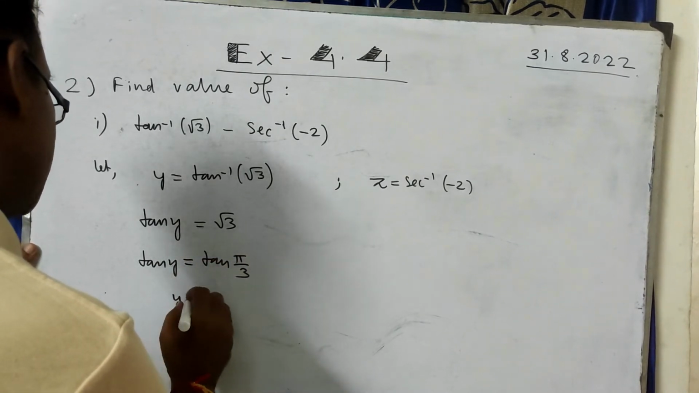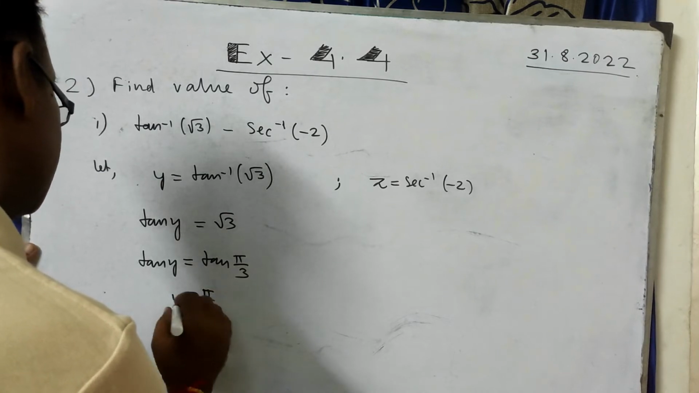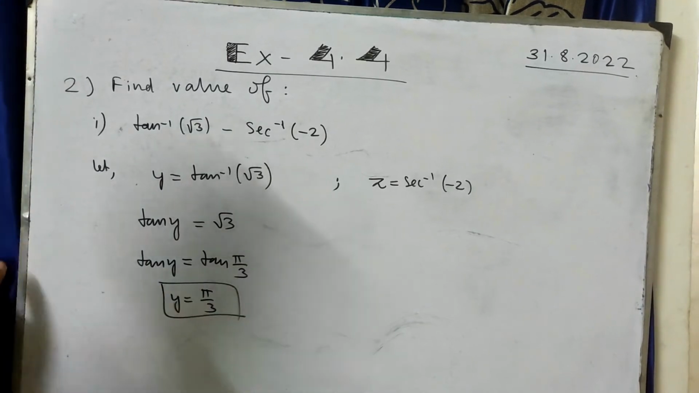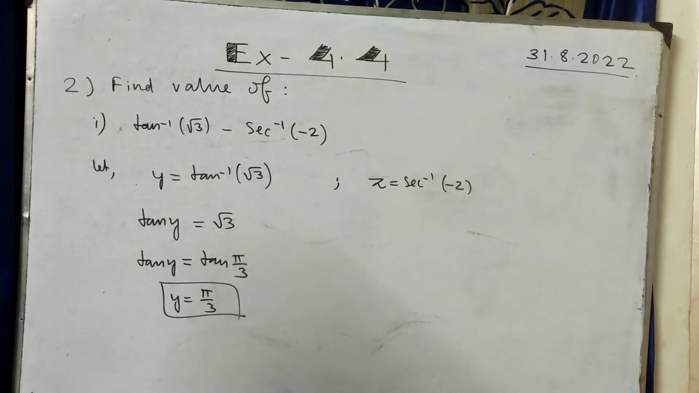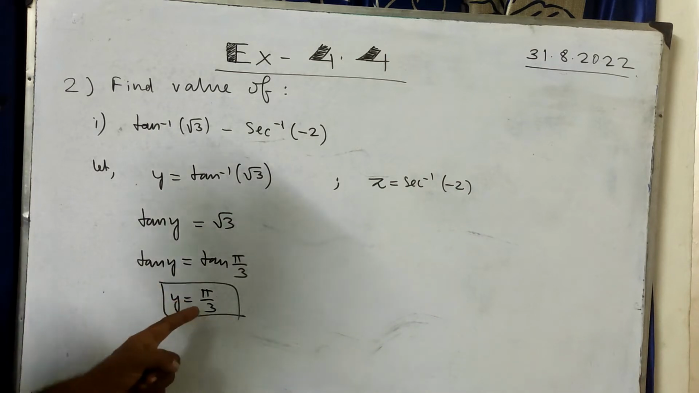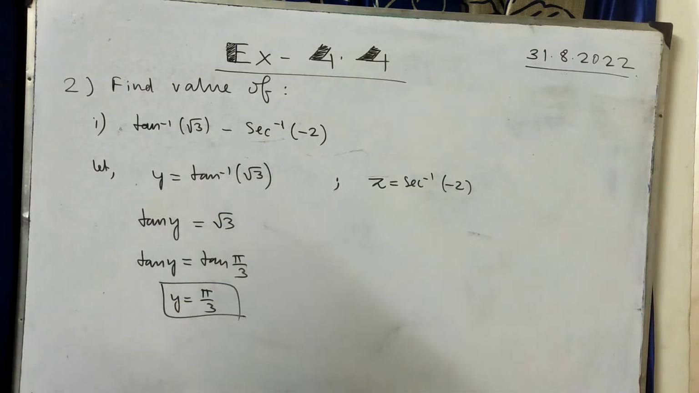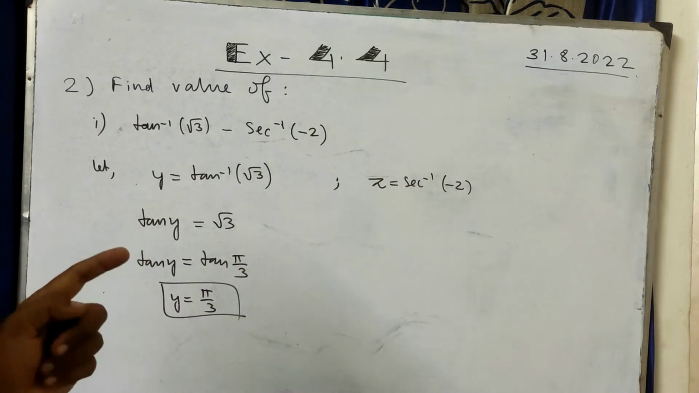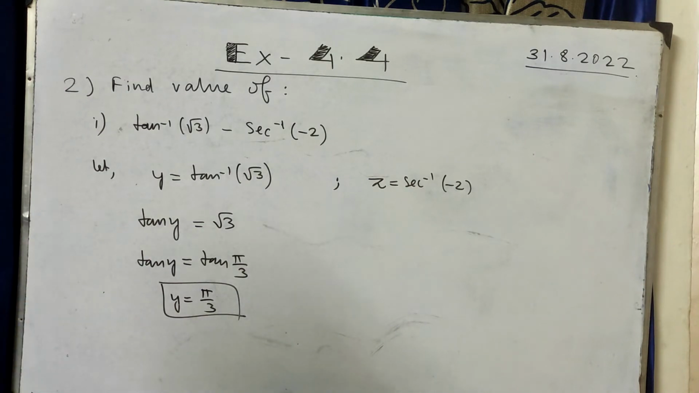So y is equal to pi by 3, which belongs to the principal value, isn't it? Because for tan, what is the principal value? Minus pi by 2 to plus pi by 2, since tan is sine by cos. Minus pi by 2 to plus pi by 2, and cos 0 is 1, so it won't come. So y is pi by 3.